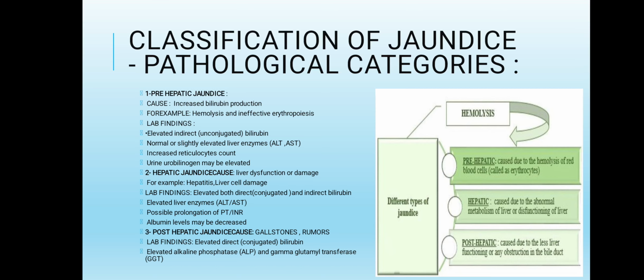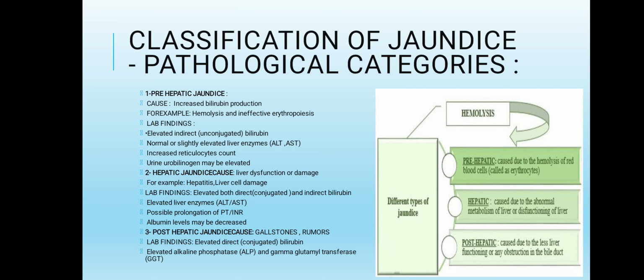Then we will discuss the second category of jaundice classification, which is hepatic jaundice. Hepatic jaundice occurs when the liver is unable to properly process bilirubin due to liver cell damage or dysfunction. The cause is liver dysfunction or damage, for example, hepatitis or liver cell damage. In hepatitis, there is inflammation of the liver, and in liver cell damage, there are various toxins, medications, or infections.